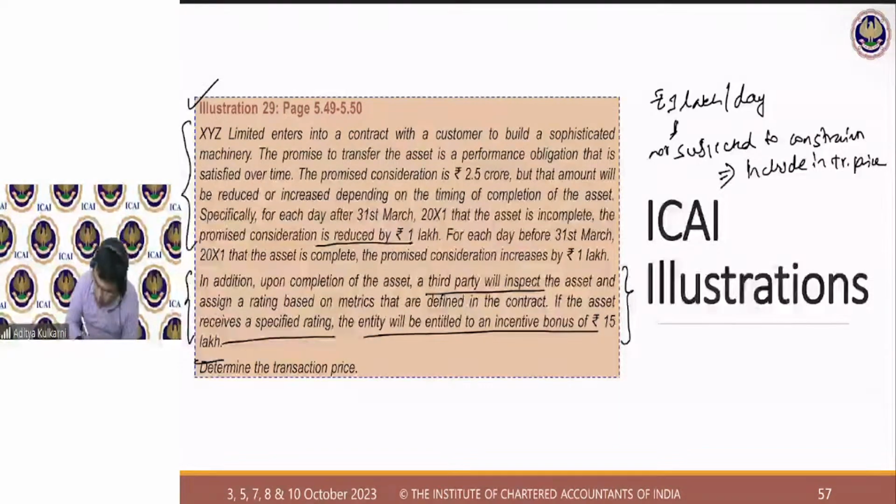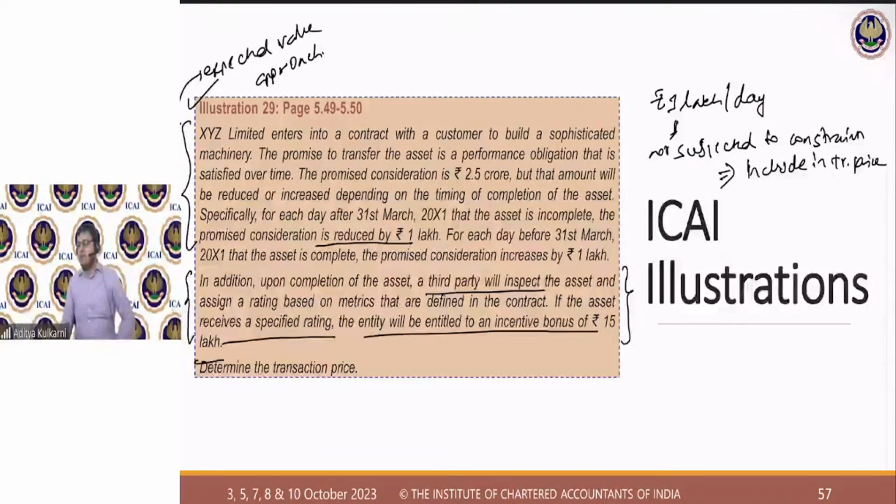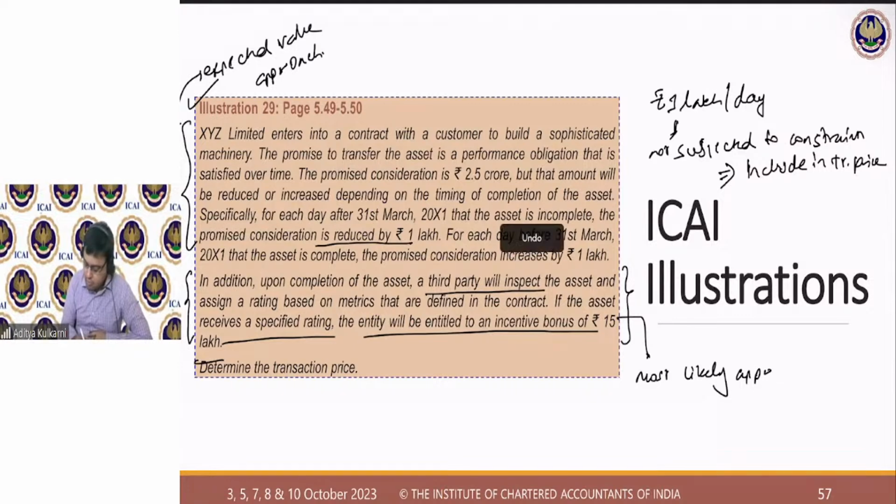So this one is going to be an expected value approach. And this meeting the metrics is going to be most likely approach. Are we clear with this?